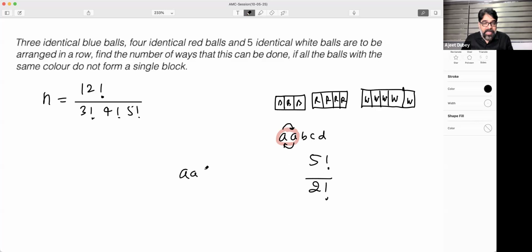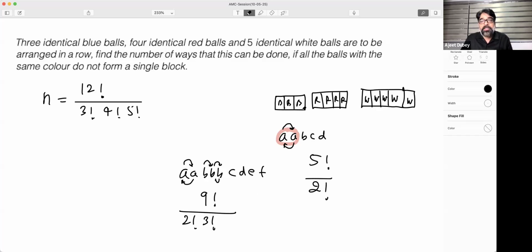If I say A, A, B, B, B, C, D, E, F, the total how many objects? 1, 2, 3, 4, 5, 6, 7, 8, 9. Assume everything different: 9 factorial, divided by 2 factorial, because that arrangement is not allowed, and this is also not allowed because they are the same, so 3 factorial, and that's all. This will be the answer. Here also you can see there are 3 B's, so their internal arrangement is not allowed.